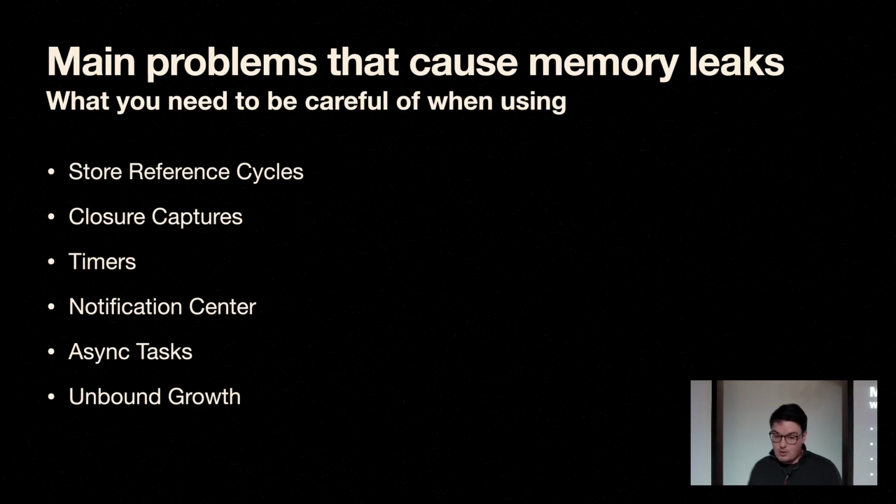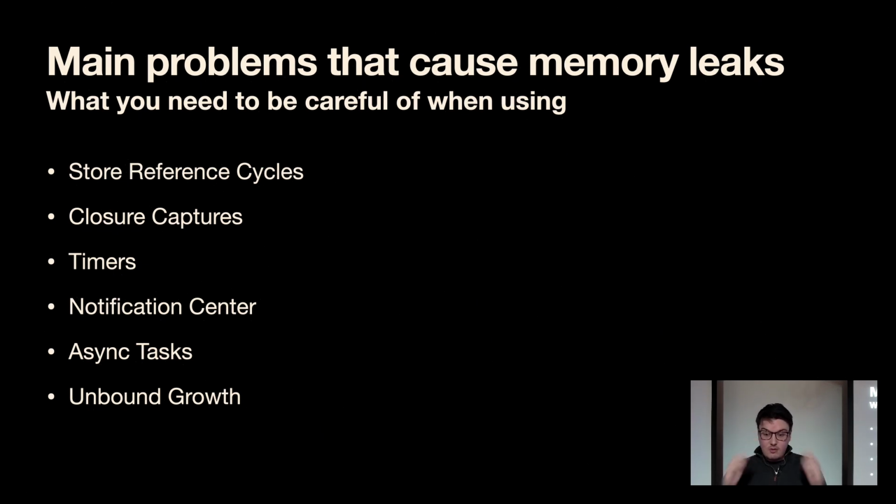Closure capture is the next one. An escaping or stored closure grabs self strongly. So if you're in a class and you've got a closure, and you don't weaken self, calling self from within that closure is going to cause a strong reference cycle between the closure and your class. Whoever stores that closure now owns your object. This is the one that I see most often.